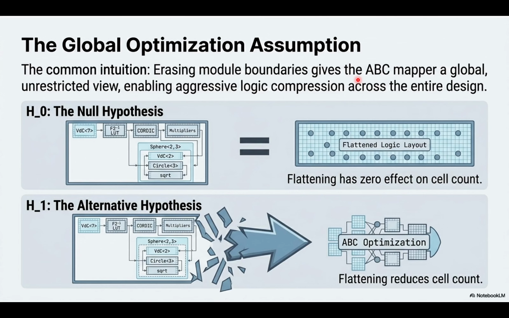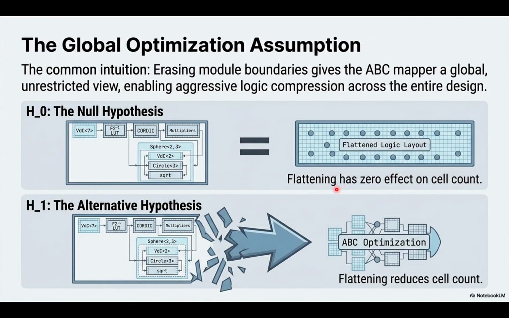So one flow leaves the design neatly categorized in its hierarchical modules, basically the rooms of our house analogy. Right. And the other flow injects a flatten command, stripping away all those module boundaries and just feeding the ABC mapper the entire design as one massive block. The front yard. The front yard, exactly.